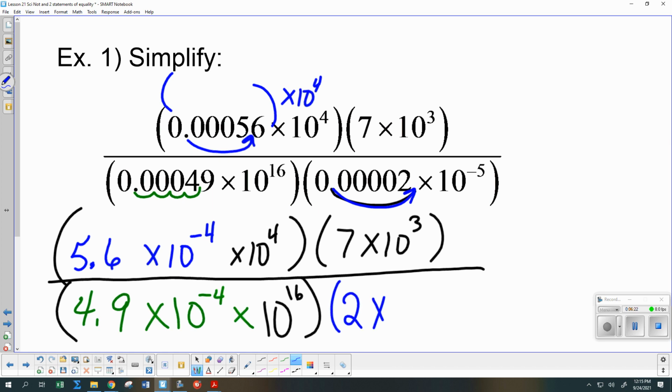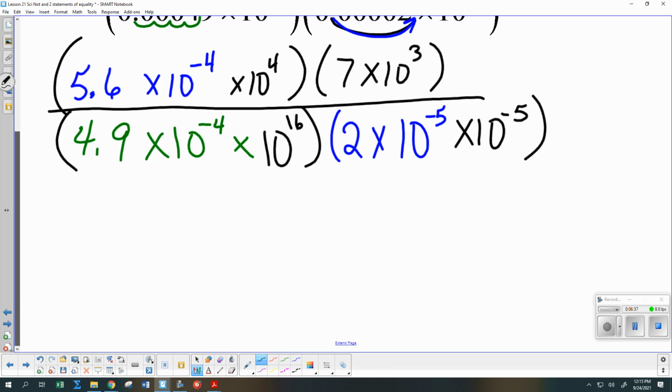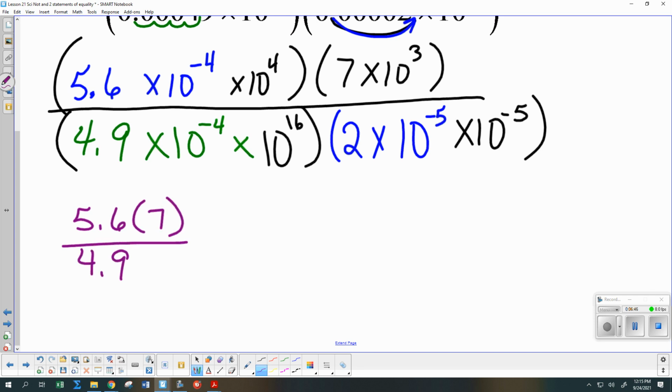And let's see, 1, 2, 3, 4, 5. 10 to the 5th or 10 to the minus 5? Minus 5. And then I still have this other 10 to the minus 5 in there. So then what I need to put together, all of the coefficients, 5.6 times 7, 4.9, and 2. And then I'll need to put all of my terms together somehow or another.